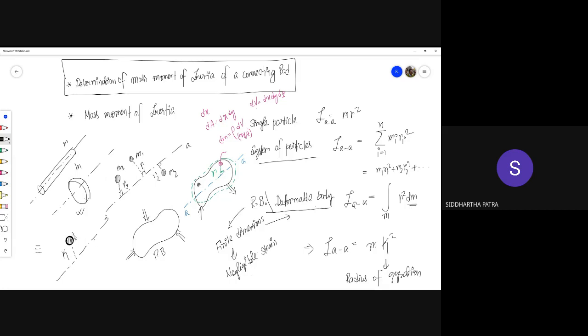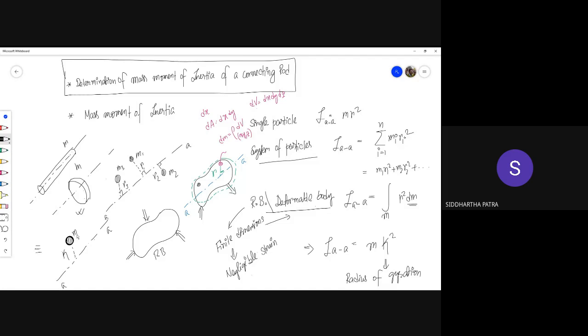So this is a particle of the same mass as the actual body with finite dimension. It has the same mass, and it also has the same mass moment of inertia about the axis A. The only thing is, in the first body, the mass is evenly distributed or maybe unevenly distributed, but in the second case, the mass is concentrated at a point.